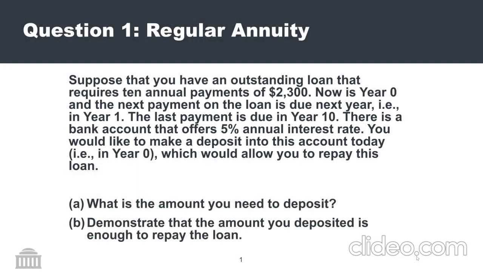This question teaches you how to find a present value of an annuity. Suppose that you have an outstanding loan that requires 10 annual payments of $2,300. Now is year 0 and the next payment on the loan is due next year. The last payment is due in year 10. There is a bank account that offers 5% annual interest rate.